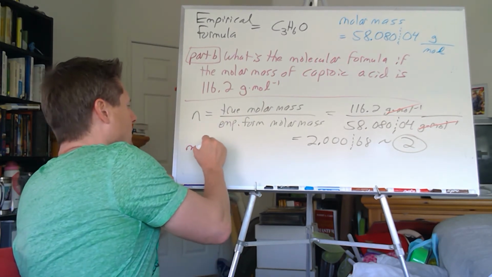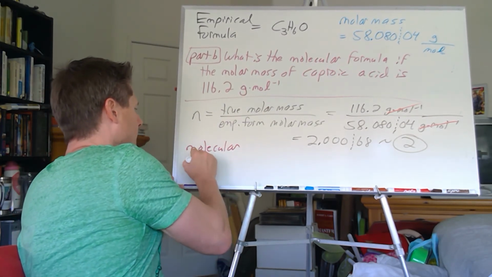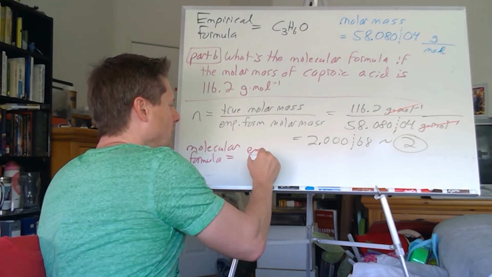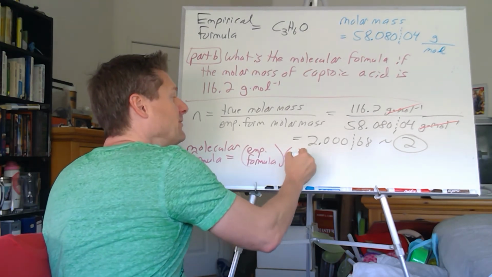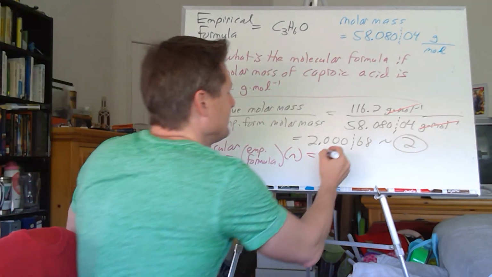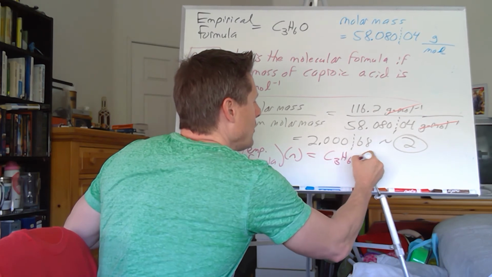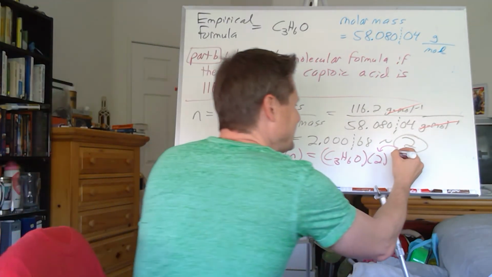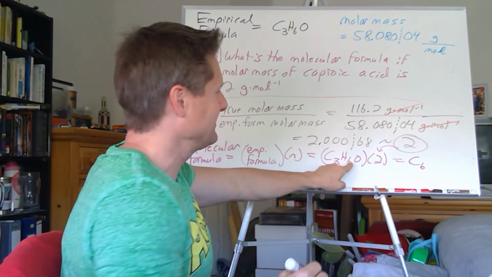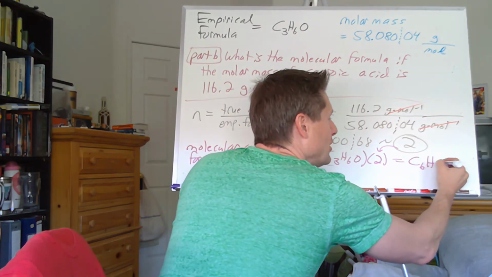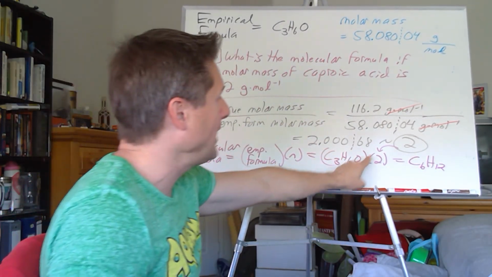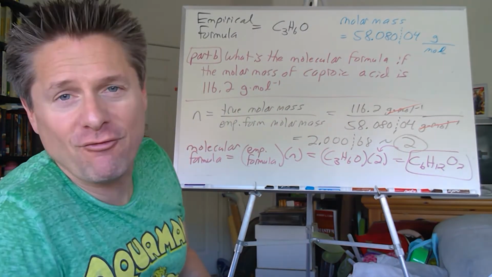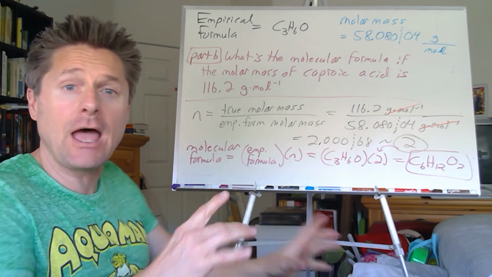So the molecular formula is the empirical formula times N. What was our empirical formula? C3H6O times 2. So 3 times 2 is 6, so C6. 6 times 2 is 12, H12. 1 times 2 is 2, O2. There you go, my friends. This is how we do it.